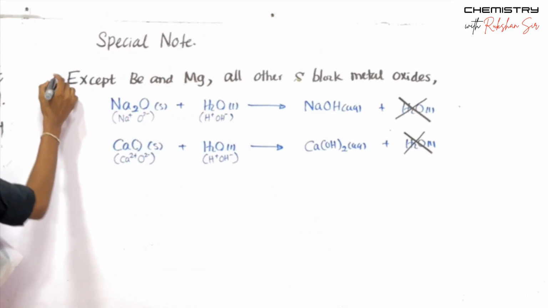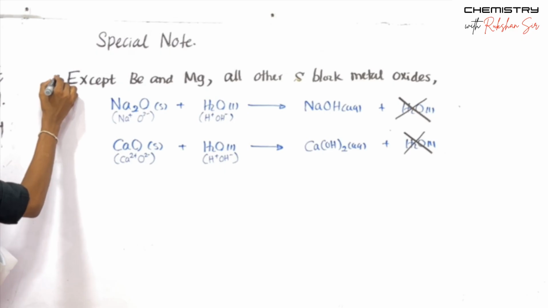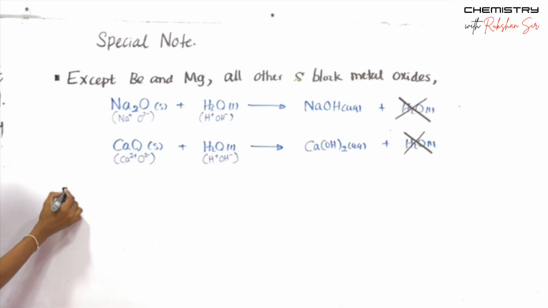Now, let's discuss what happens with the nitrides formed by these S block elements, right?